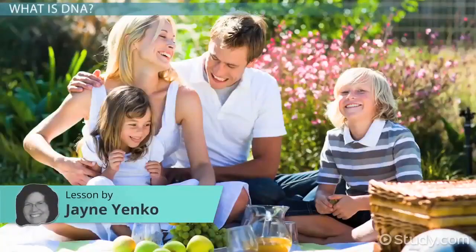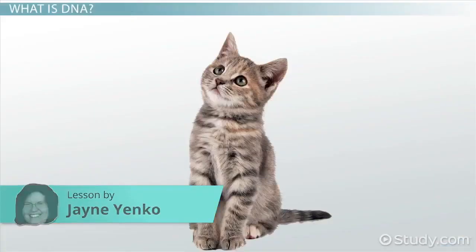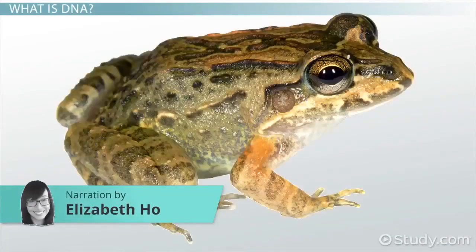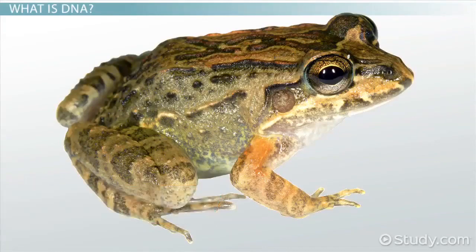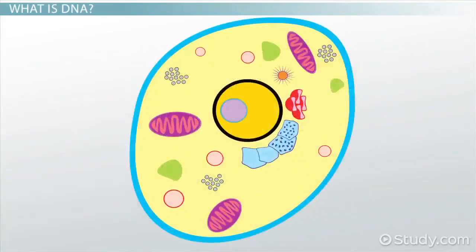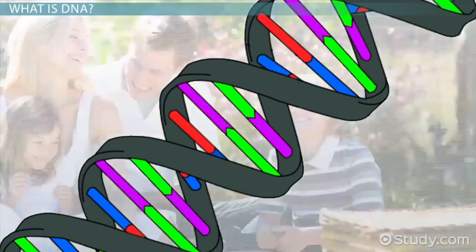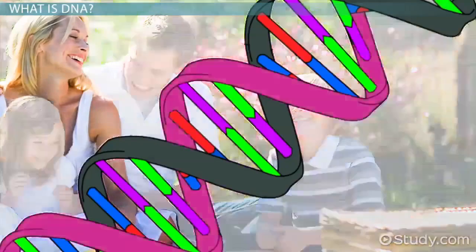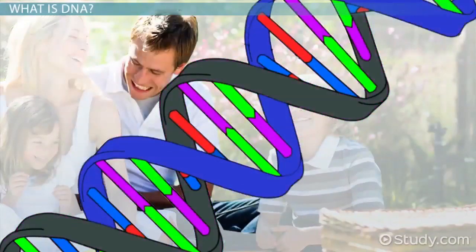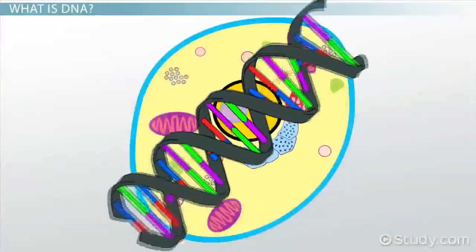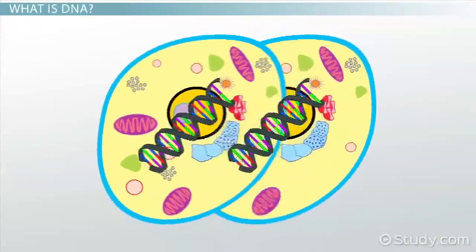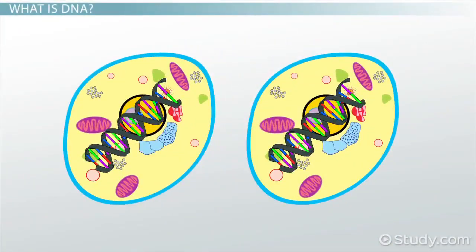Why do people look and act like people? Cats look and act like cats, or frogs look and act like frogs. All of us have what is called DNA in every one of our cells. This is the genetic information we get from our parents, half from our mother, half from our father. Every time one of our cells divides, this information is passed on to the new cells to make sure the new cells look and behave like the original ones.